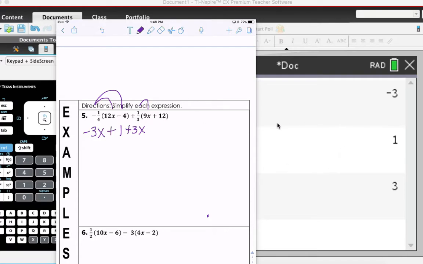Okay, and from here on out, I'm not going to use the calculator. I just wanted to show you how you could use the calculator if you needed to.